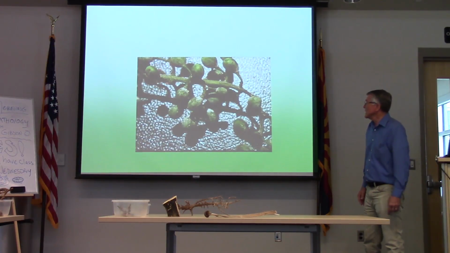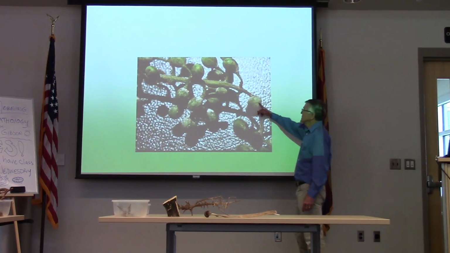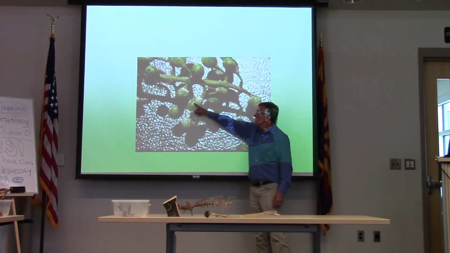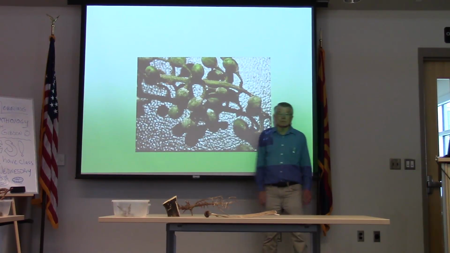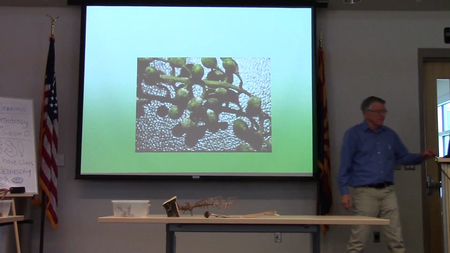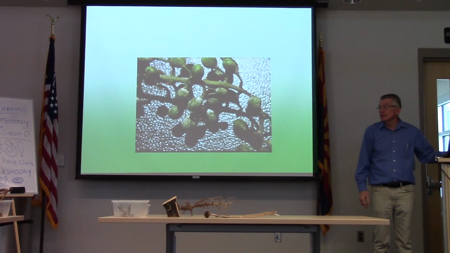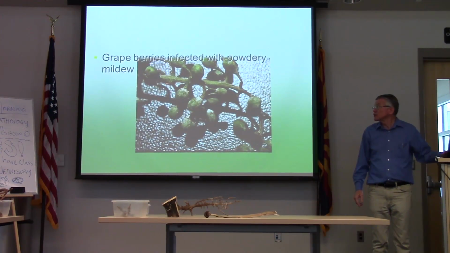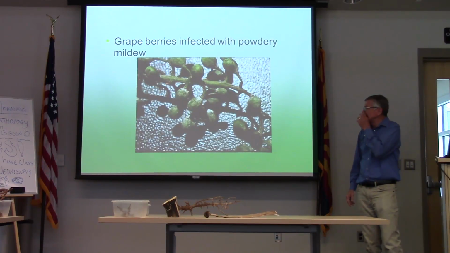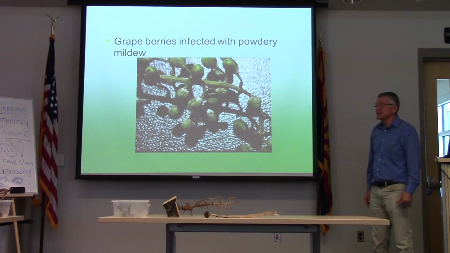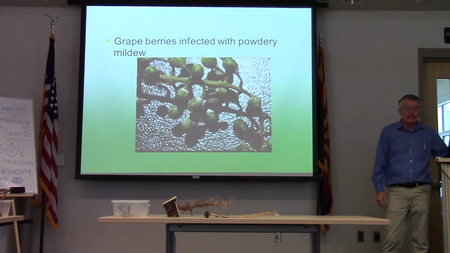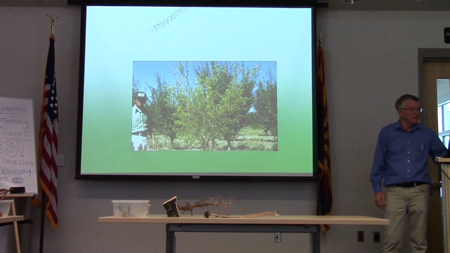Here's some grape berries with powdery mildew on those. They'll be scabbed, they'll be shrunken, they'll be shriveled, they'll be small, and it can be a real problem. Once it gets on the fruit, it's not sellable, it's not edible. So we have to keep an eye on it.